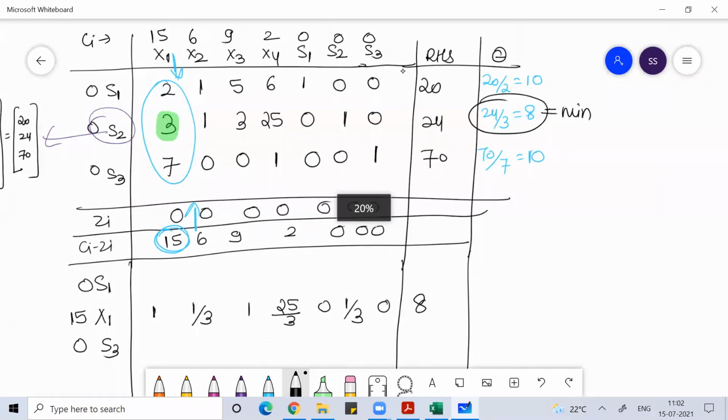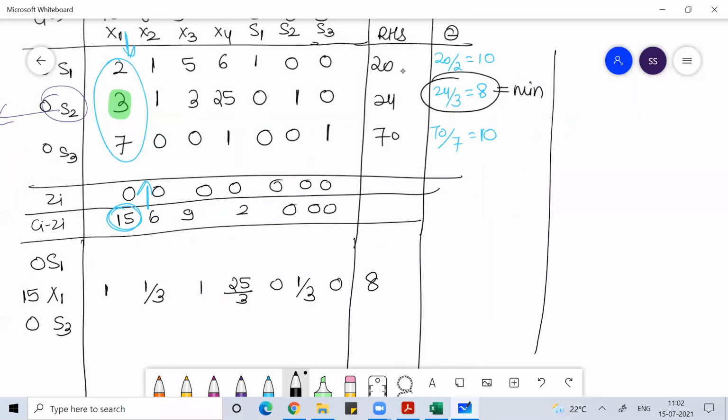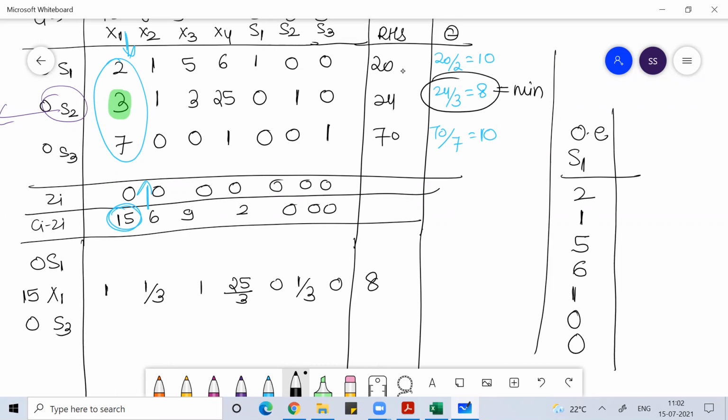So you got the X1 value. Once we get the X1 value, now I'll find the S1 value. S1 old element is 2 1 5 6 1 0 0. Okay, and this is the old element. The new element means the new X1 value: 1, 1 by 3, 1, 25 by 3, 0, 1 by 3, 0, and this is 8.